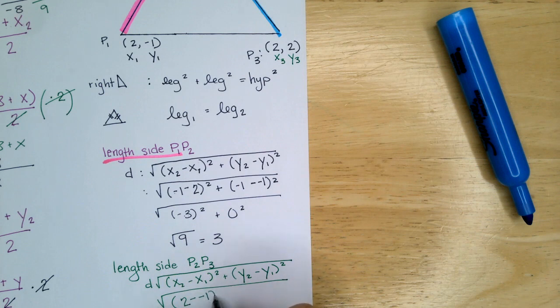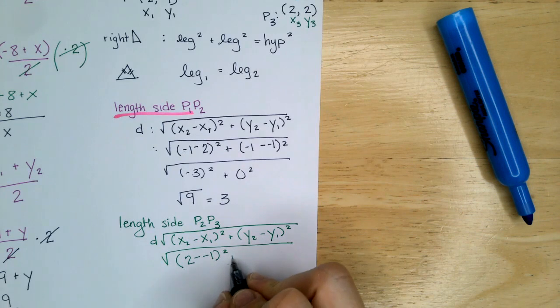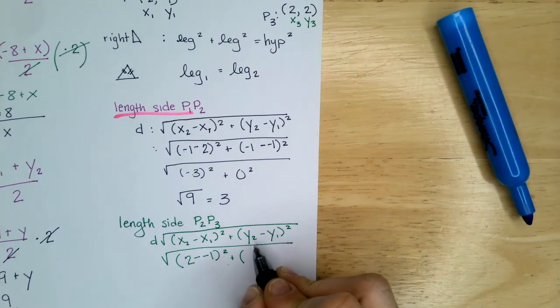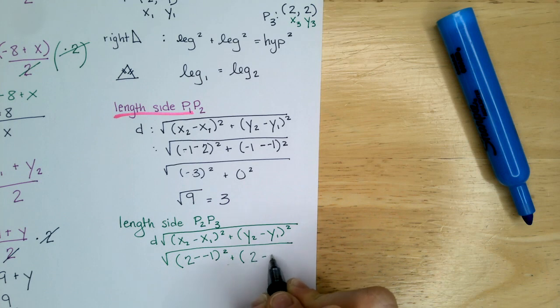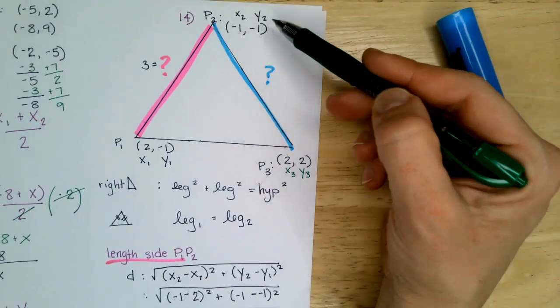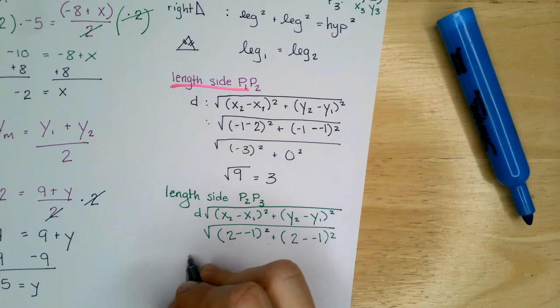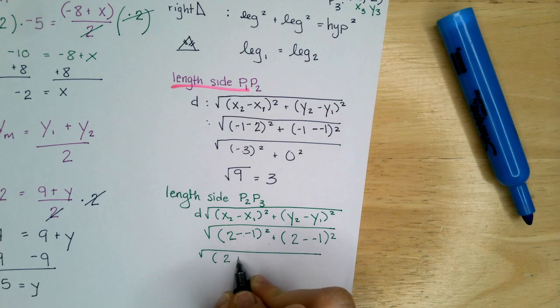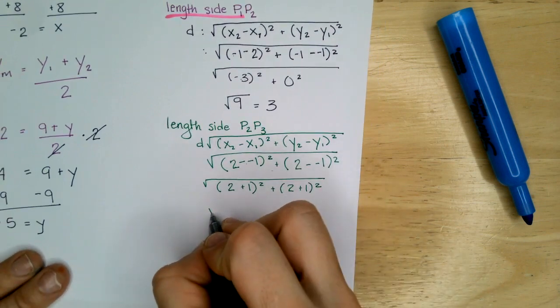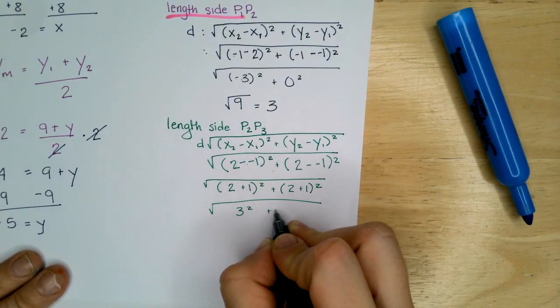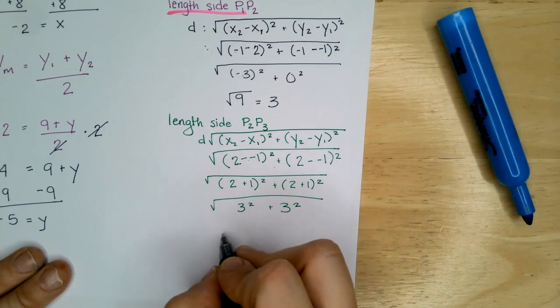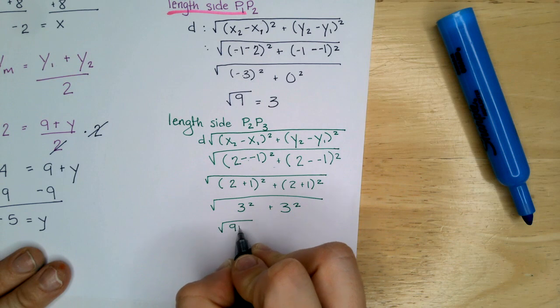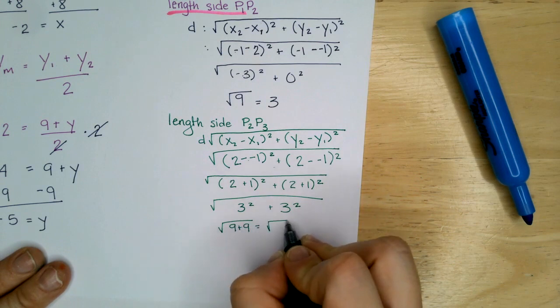So 2 minus -1 squared, plus 2 minus -1 squared. And that does make sense because this was 2, 2, and this is -1, -1. So they're going to look a little bit the same. When I simplify, 2 minus -1 is just 2 plus 1. So that's 3 squared plus 3 squared, which is the square root of 9 plus 9, which is the square root of 18.